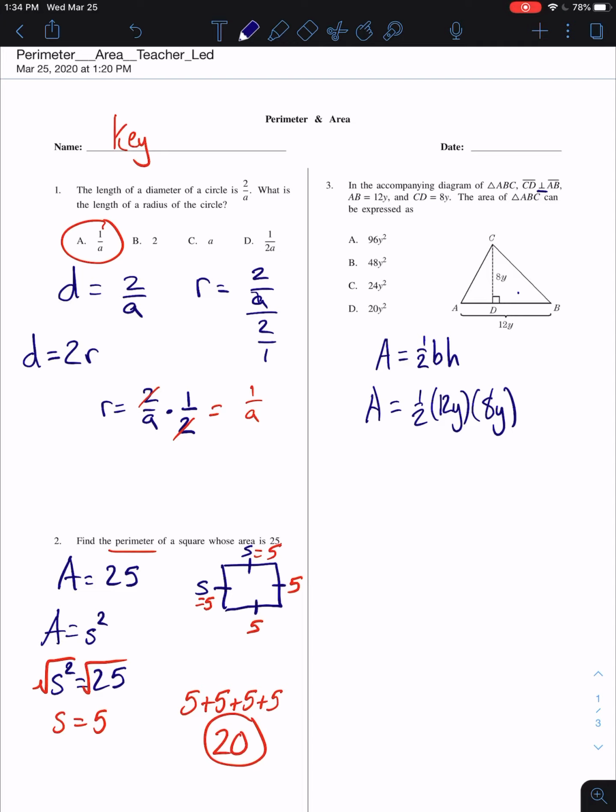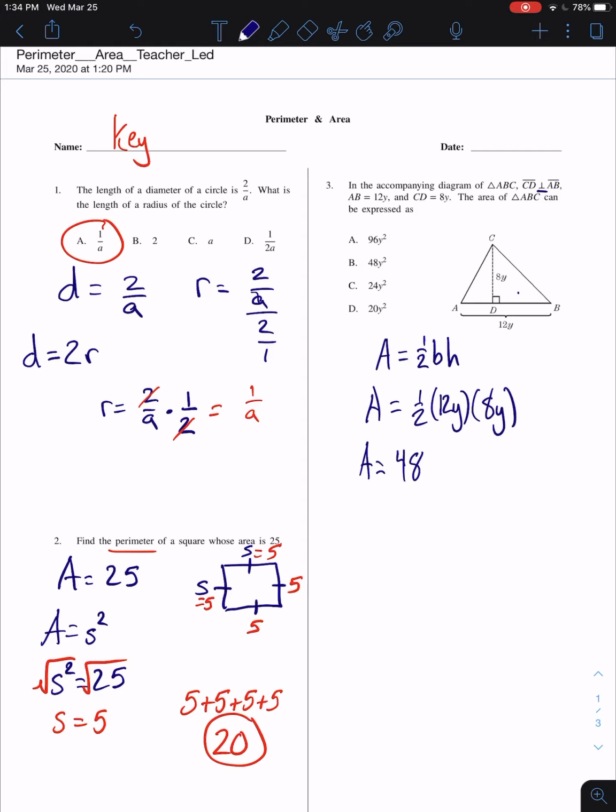Don't be alarmed here. The variables are just going to multiply the way we've always multiplied variables. So we're going to start with just our numbers. 1/2 times 12 times 8. Okay, so 1/2 times 12 times 8 is going to be 48.